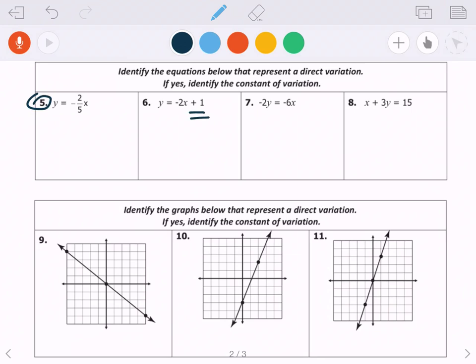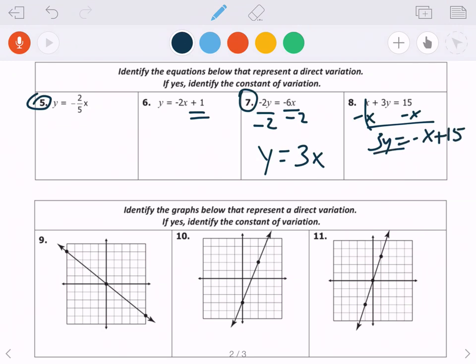We need it in y equals form so we can see if it's direct variation. For number 7, we need to divide, so it's going to be y equals 3x. That is a direct variation. For number 8, I'm just getting y by itself. We can already tell it's not going to be a direct variation because we're going to have that y-intercept, that 5. So we have two problems that are representative of a direct variation.